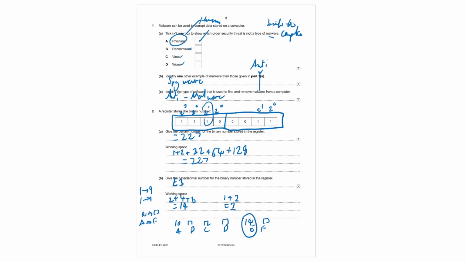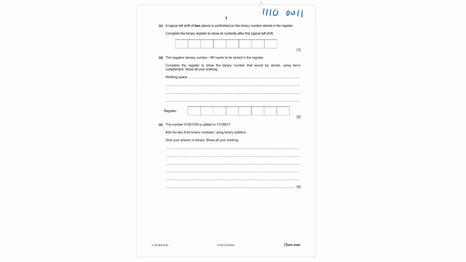So we have E3. A logical shift of 2 places is performed on the binary number stored in the register. Complete the binary register to show its contents after this logical left shift. So when moving logically to the left, that means we remove the left 2 integers and we write 2 zeros on the right. 1, 2. So our value is 1, 0, 0, 0 and 1, 1, 0, 0.